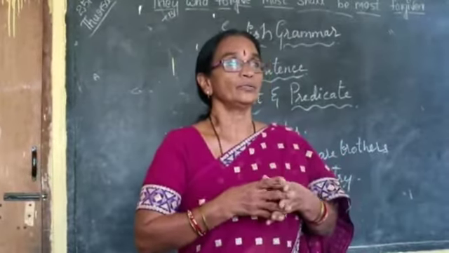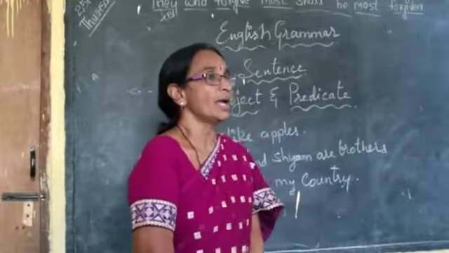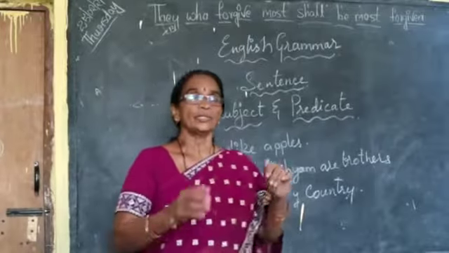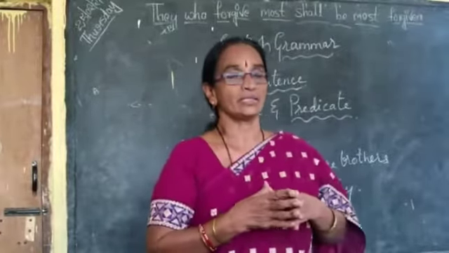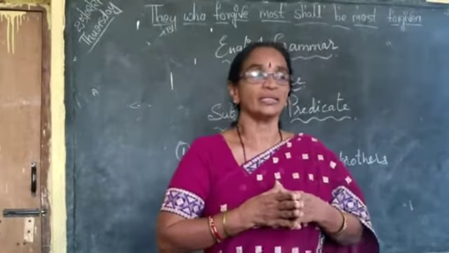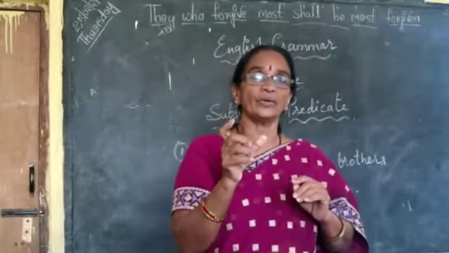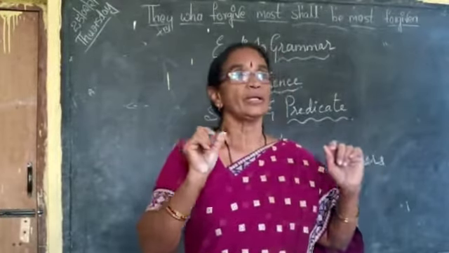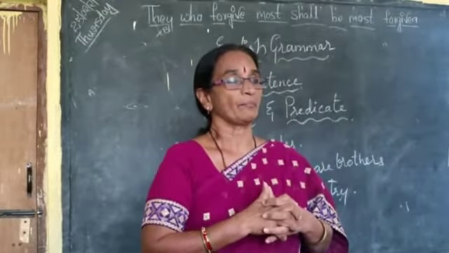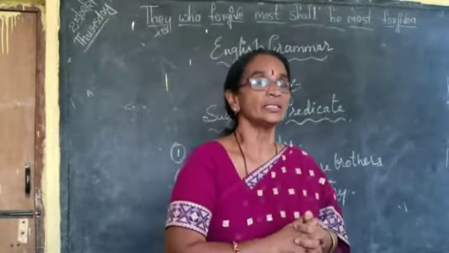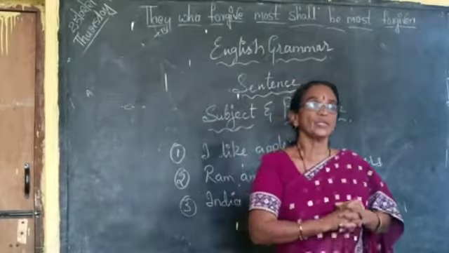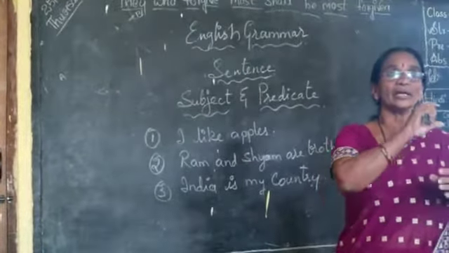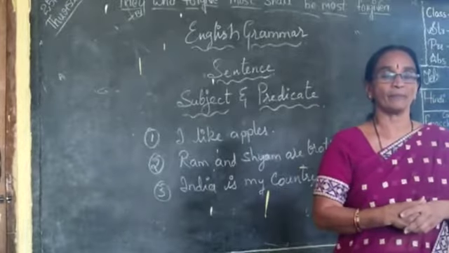So, first chapter, let me begin with the sentence. First, let me tell you what a sentence is. A sentence is a group of words which frame the main words. That way, a sentence is a group of words which make sensible meaning. Sensible means the correct formation of a sentence.